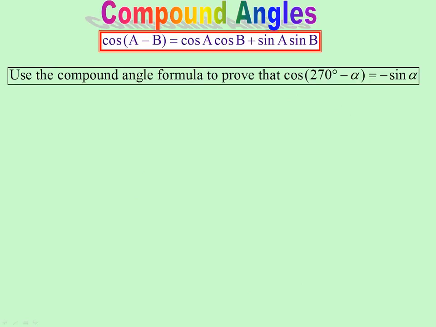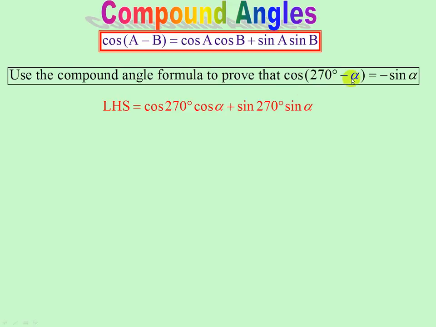So here's a few confirming reduction formulae. 270 minus alpha, think of that as a nudge. Well, that's into the third quadrant where cos is negative. Attached to 270, it goes to sine. Negative sine alpha. But let's do it by the compound angle formula.